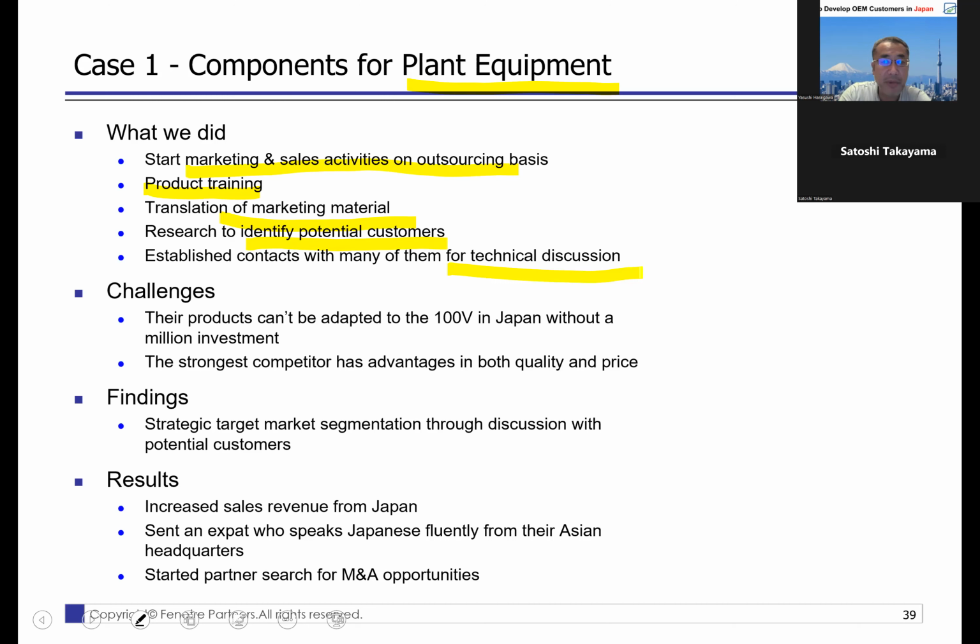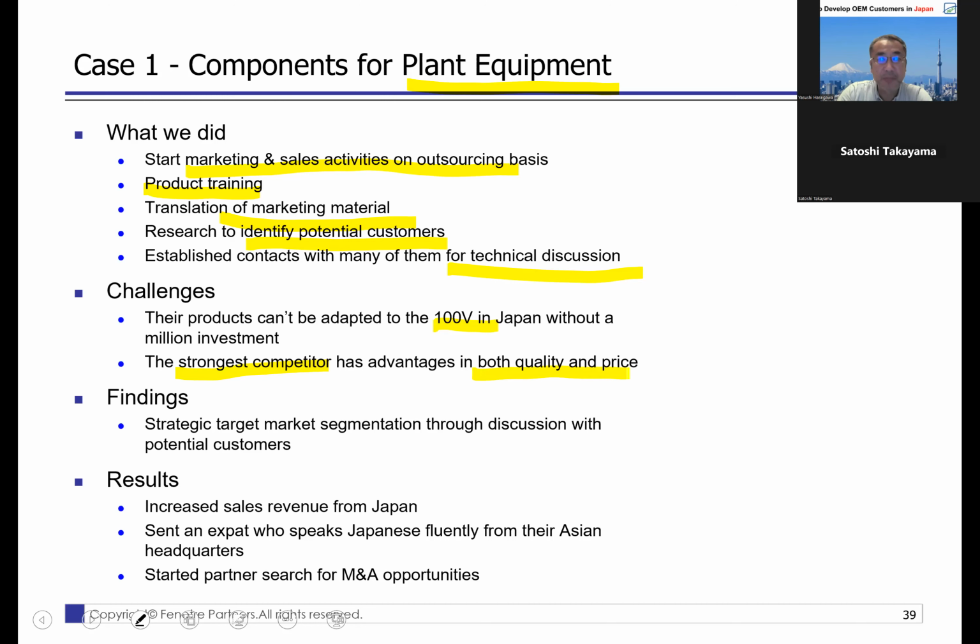And we found big challenges. So Japanese regulation of voltage is very different. And they realized they need to invest 1 million for adapting to this 100 volt in Japan, which is not a good idea for our customer, especially at the beginning of market entry. And we found the strongest local competitor has advantages in both quality and price. So it sounds not promising at all.